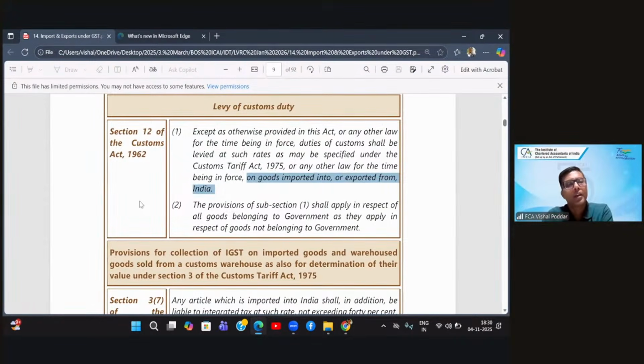Now, in this particular case, a question that comes is how the valuation will be done, on what value the customs duty will be triggered, and secondly, when the customs duty will be triggered.